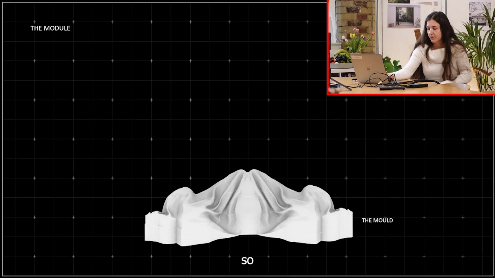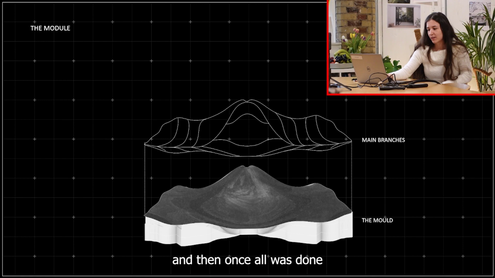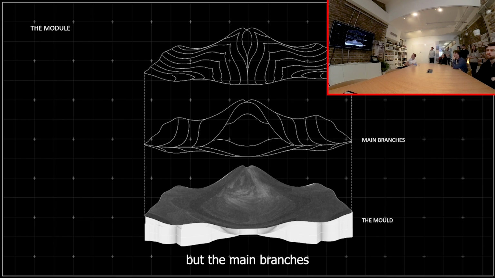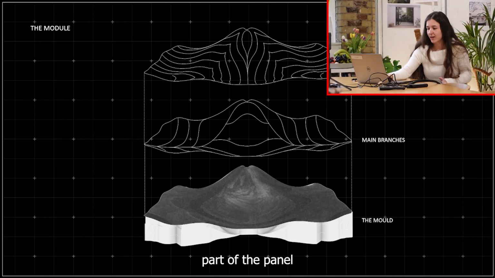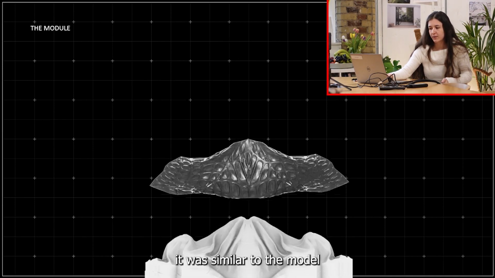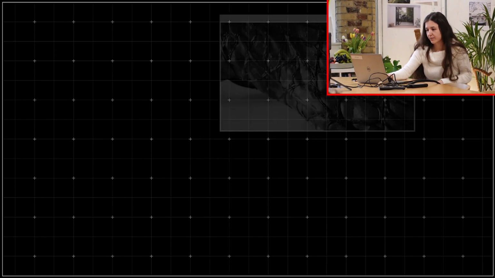So we put this on a bigger scale and created a mold using CNC, we carved it out. And then once the mold was done, we placed the flat sheet on top with the main branches and some branches on top. And this created part of the panel that we then duplicated. And it was similar to the diagram that I showed about increasing the surface area.